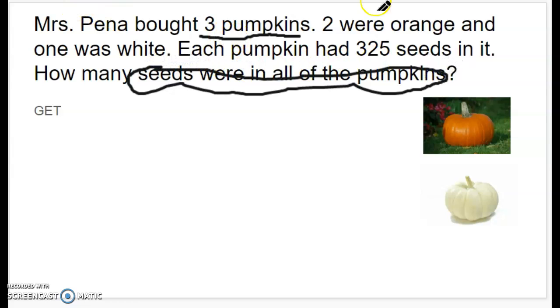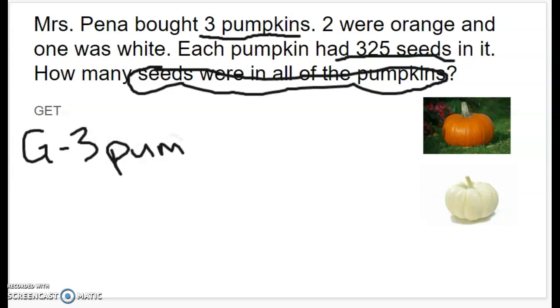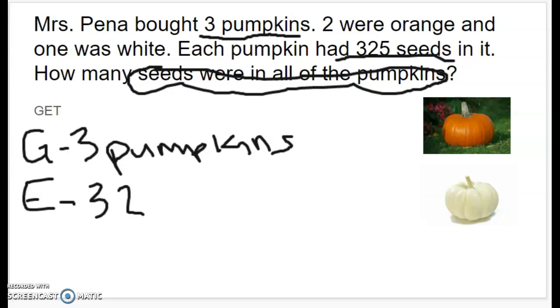So do we care what color the pumpkin was? No, so that's not important. I'm not going to underline that. But each pumpkin had 325 seeds in it. Okay, so when we think of GET, groups, each, and total, our groups would be the 3 pumpkins. There are 325 in each group, and the total, we don't know. That's what we're trying to find.